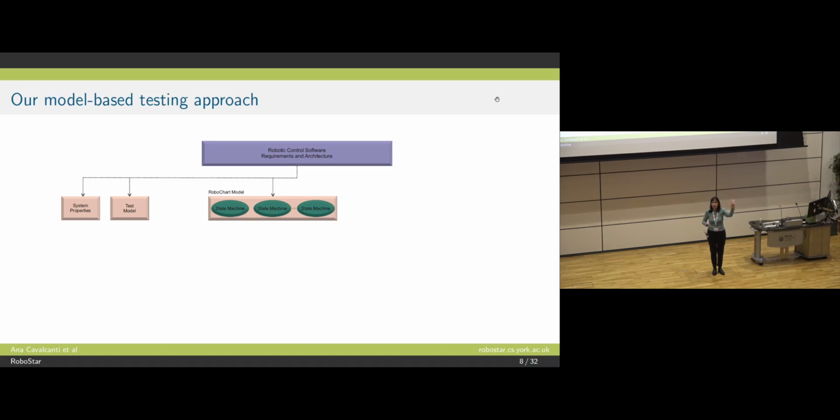Now working specifically in RoboStar, we use that document as inspiration to specify a RoboChart model. So RoboChart is one of our key notations for description of control software. And in RoboChart, you describe behavior using state machines, more recently using artificial neural networks as well, but I'm focusing on state machines today. I can talk about intelligence at the end if you'd like.